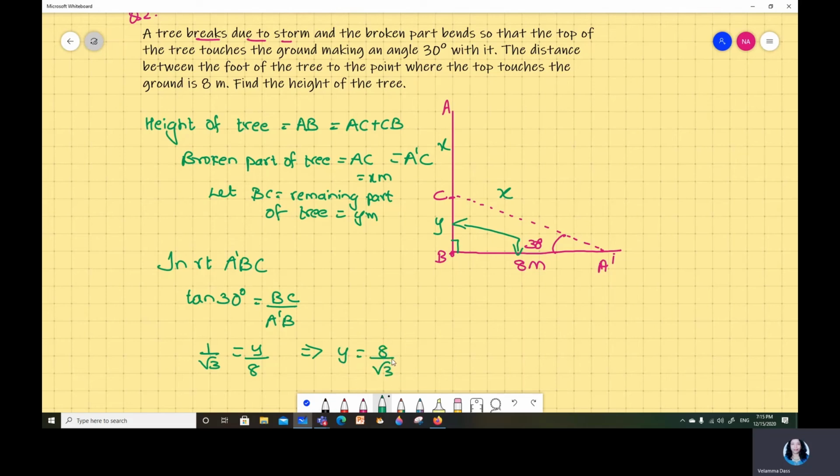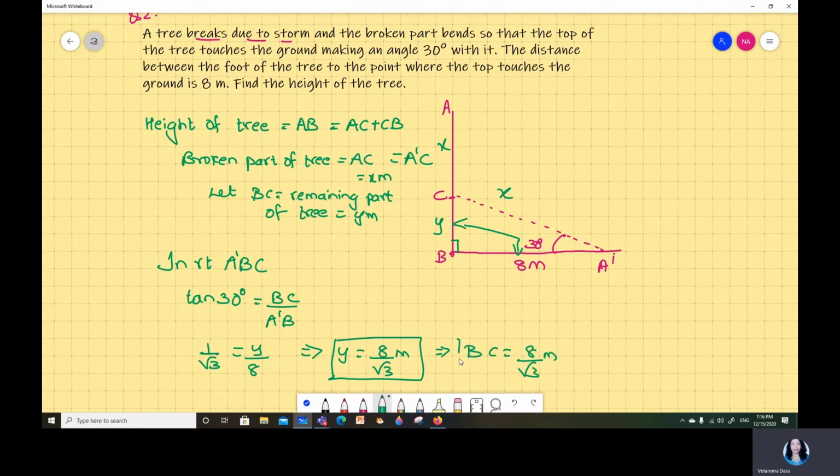Okay, we have to rationalize it. We can rationalize afterwards because this is not the final answer, right? So we can do it afterwards. We'll just keep it as it is. So Y we got, that is BC. This implies BC equals 8 upon root 3 meter.